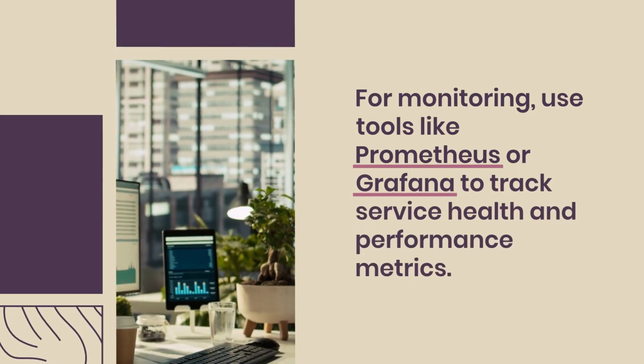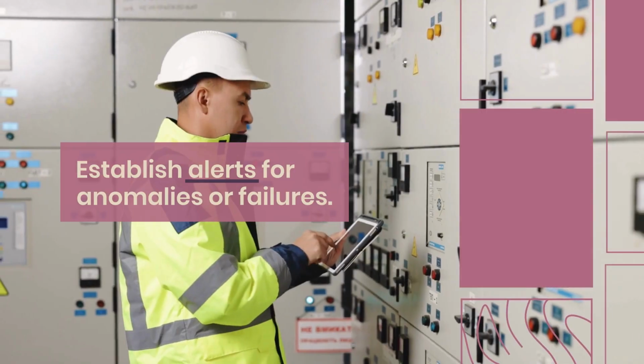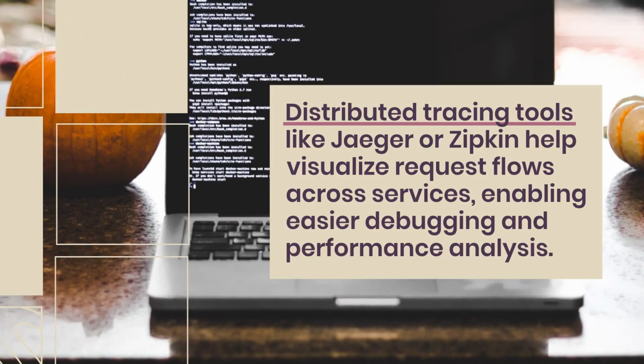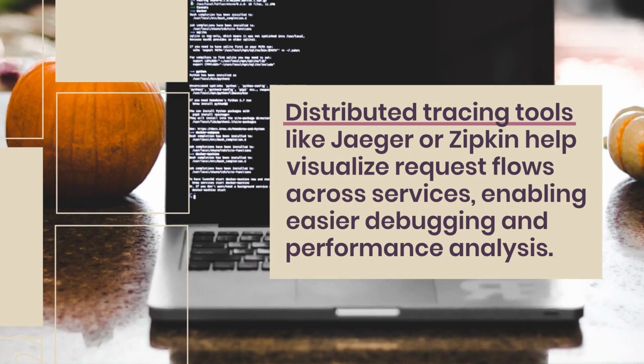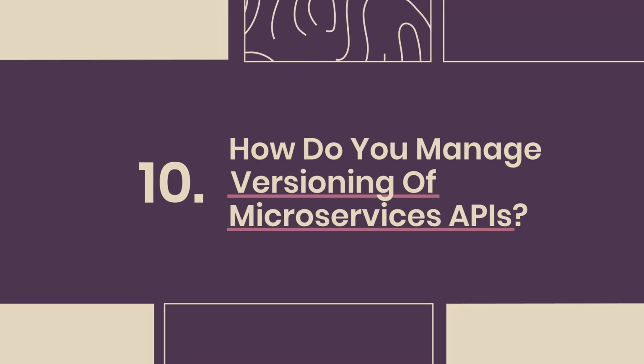For monitoring, use tools like Prometheus or Grafana to track service health and performance metrics. Establish alerts for anomalies or failures. Distributed tracing tools like Jaeger or Zipkin help visualize request flows across services, enabling easier debugging and performance analysis. 10. How do you manage versioning of microservices APIs?